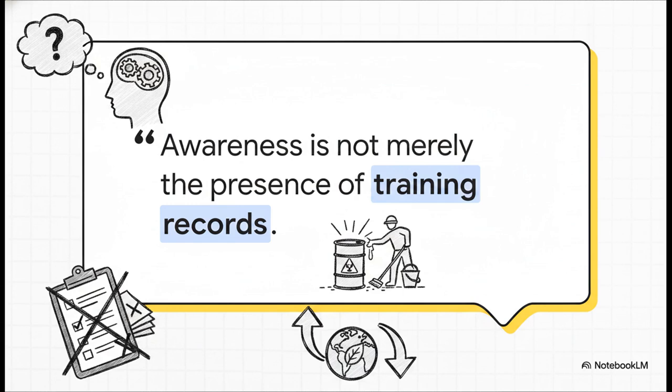We really need to completely shatter the illusion that training somehow magically equals awareness. The source material hits the nail on the head with this quote: "Awareness is not merely the presence of training records. Just because an employee signed an attendance sheet for a 1-hour induction does not mean they're actually aware. A signature is just a record of attendance. It's not proof of comprehension, and it absolutely isn't proof that they know how to handle a hazardous waste spill on a random Tuesday afternoon."